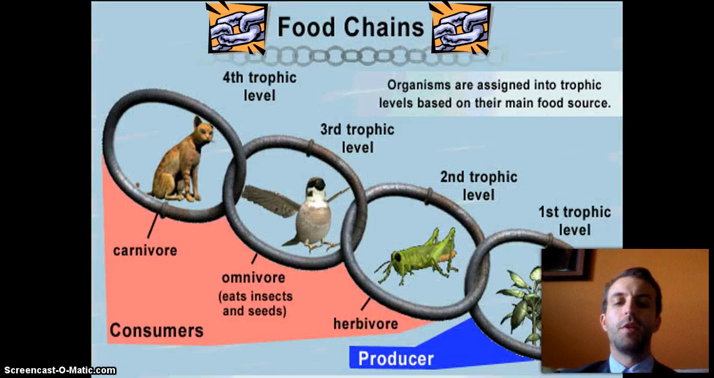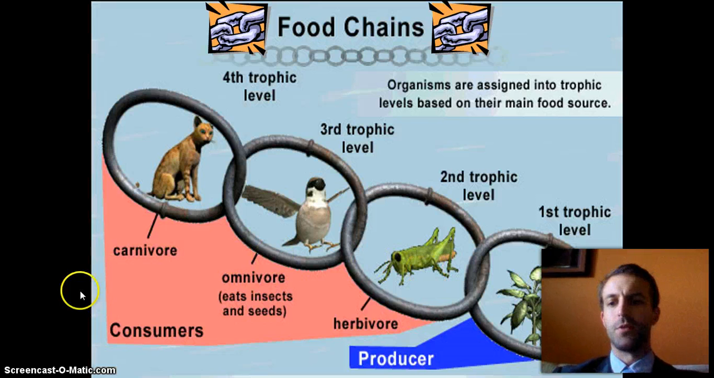Food chains, as we mentioned, are sort of unrealistic. This isn't how things actually work. You don't have the little plant and then the grasshopper and then the bird and then the cat, because cats don't just eat birds and birds don't just eat grasshoppers. You have much more complicated relationships.